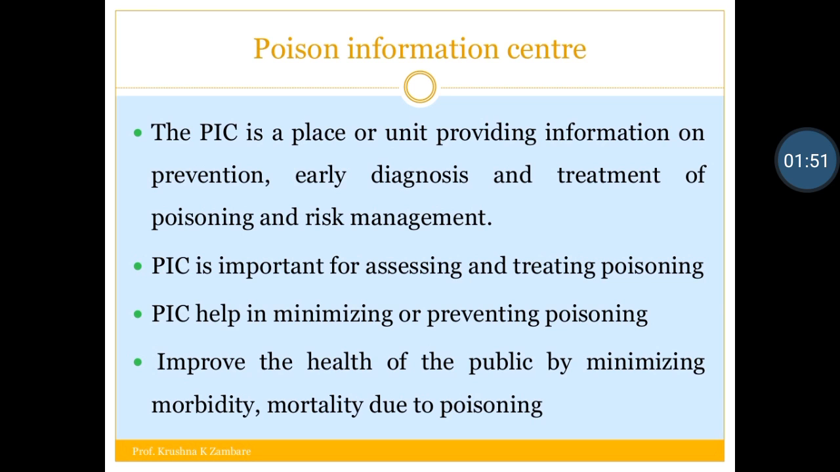Then improve the health of the public by minimizing morbidity and mortality due to poisoning. Morbidity means the consequences and complications produced due to poisoning cases. And mortality means the number of deaths due to poisoning, that is, how many deaths per 100 people are caused by poisoning. So that should be improved by using the poison information center.